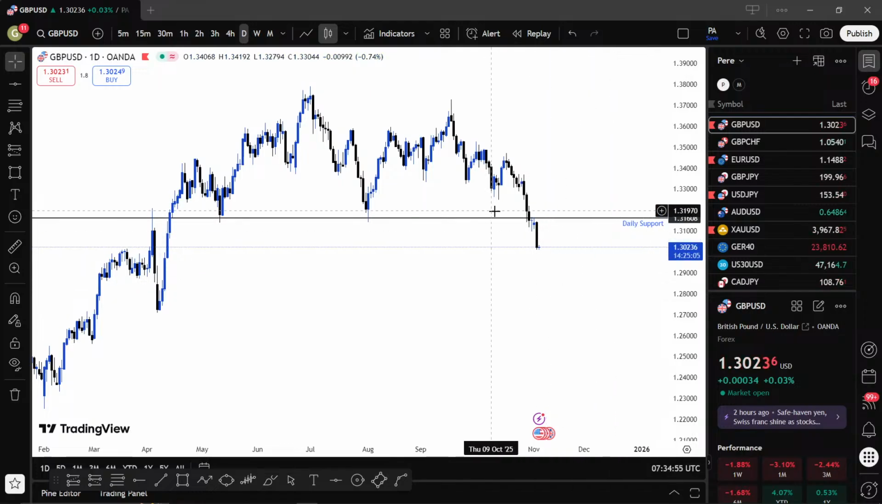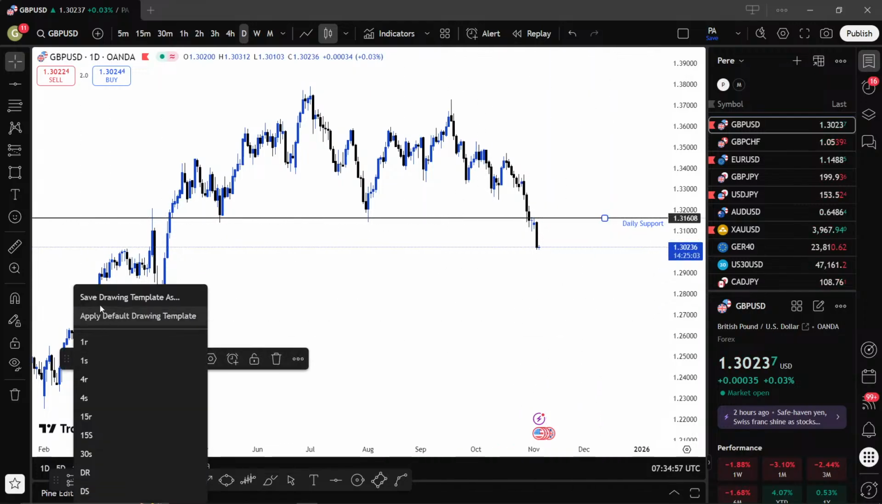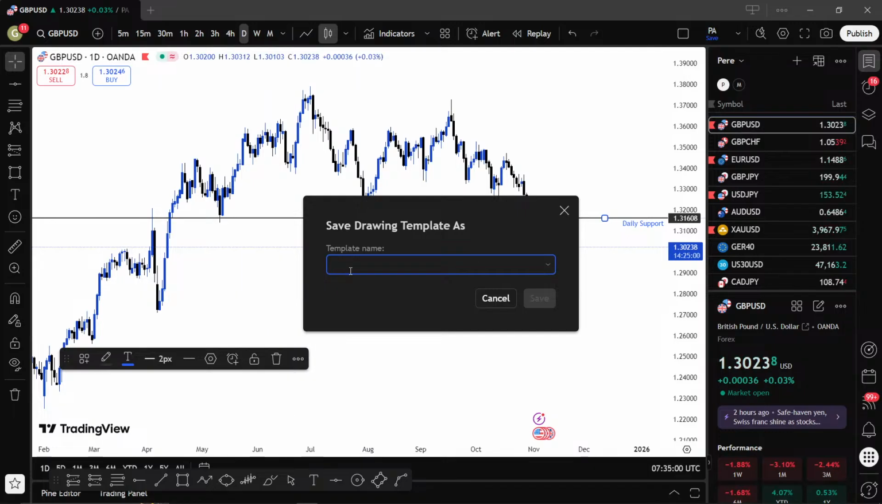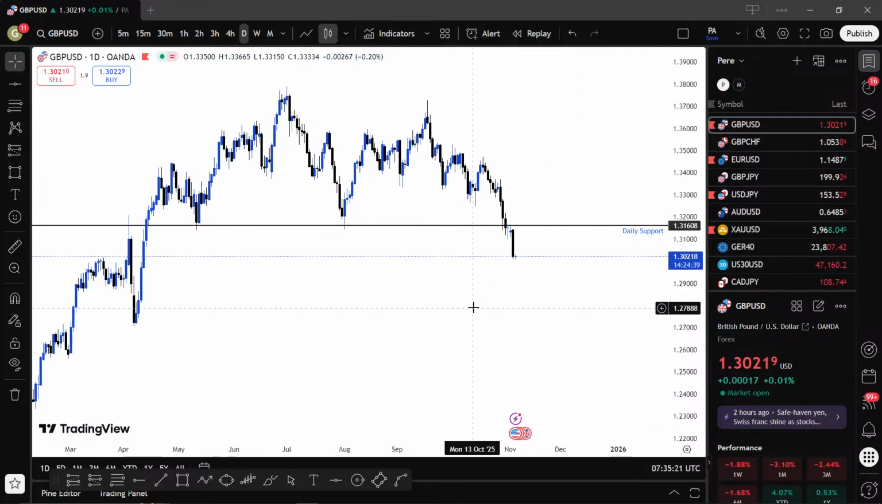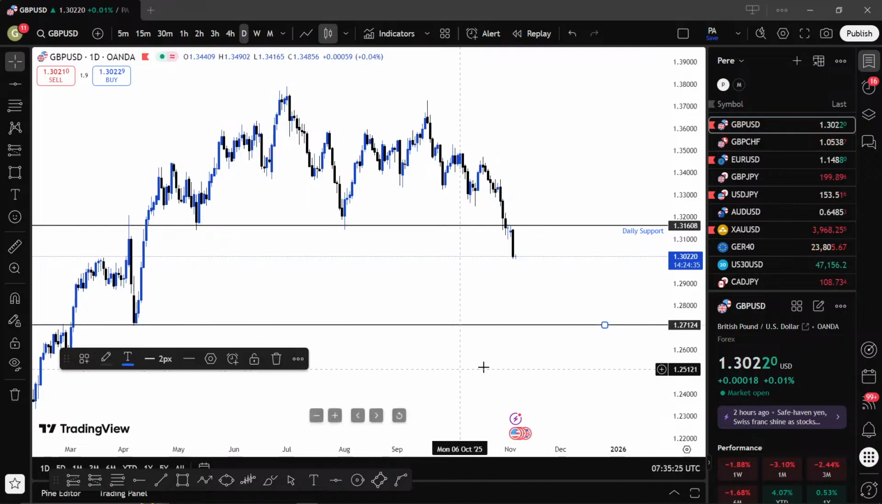Daily support just got broken, which means that this market is really in for the downside. So let me just target DS. I already have a DS right there, so no need. So here's a daily support, and we could be targeting this level in case we take the trade. So let me just mark out the level.